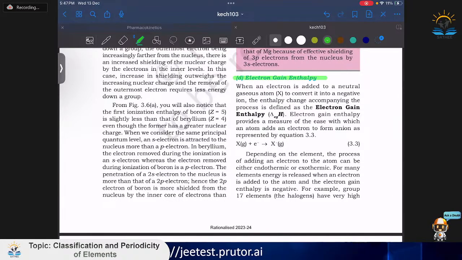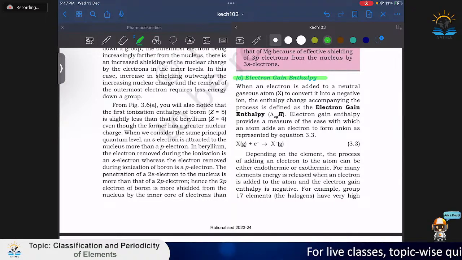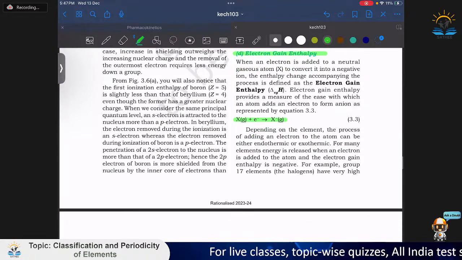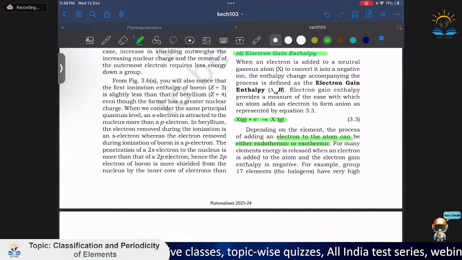So when you acquire an electron that is roaming freely in space, and you acquire it, it means you bind it to the nucleus. So the potential energy of the electron decreases. That will result in the release of some kind of energy. This release in energy is called electron gain enthalpy. It is represented by this equation here. And depending upon the element, the process of adding an electron could be endothermic or exothermic.